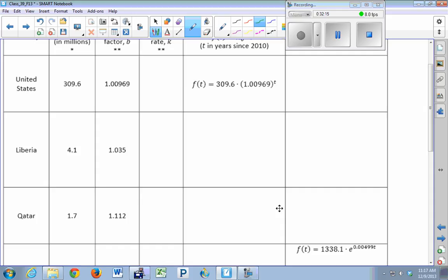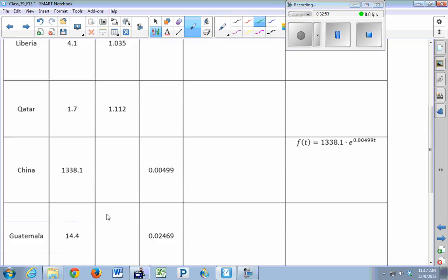So if you take off what would be the annual growth rate here for Qatar? 11.2%. What would it be right here for Liberia? Move that 2 places, 3.5%. And then for the United States, what is it? It's 0.9%. It's less than 1%. Our population growth rate is less than 1%. Okay, so Qatar is growing really fast. It clearly doesn't have as many people as we do, but it's growing at a pretty fast rate.